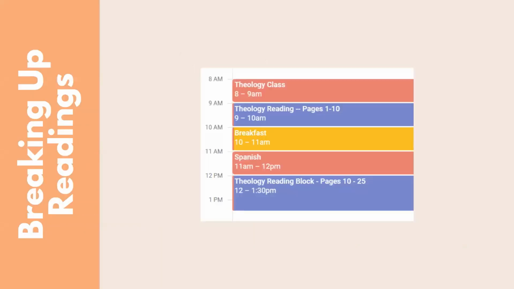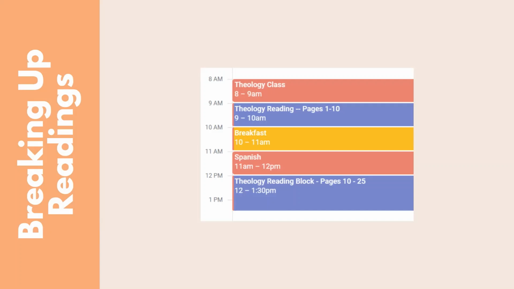So here's an example of what breaking up a reading could look like. With a theology reading, I've scheduled here my theology classes in the morning. Then I have a 2-hour block. So I've just planned on reading 10 pages of theology for 1 hour and then having a breakfast break for an hour. Then I have another class at 11. And after that class, I'm going to finish my theology reading, which is another 15 pages.